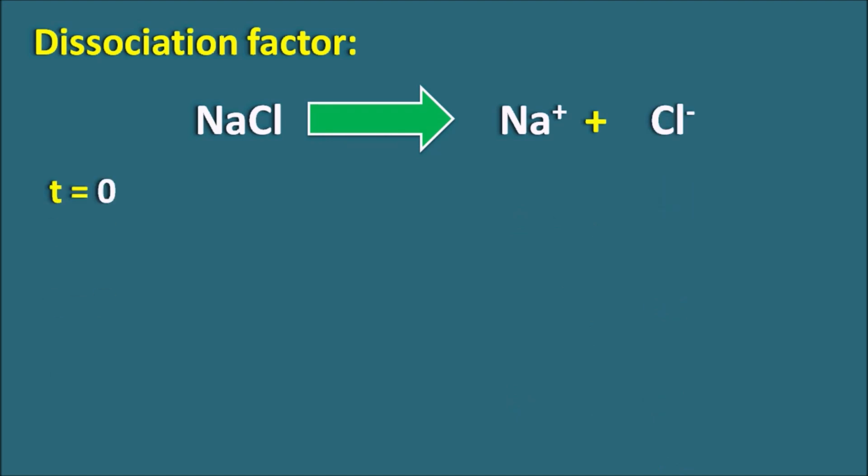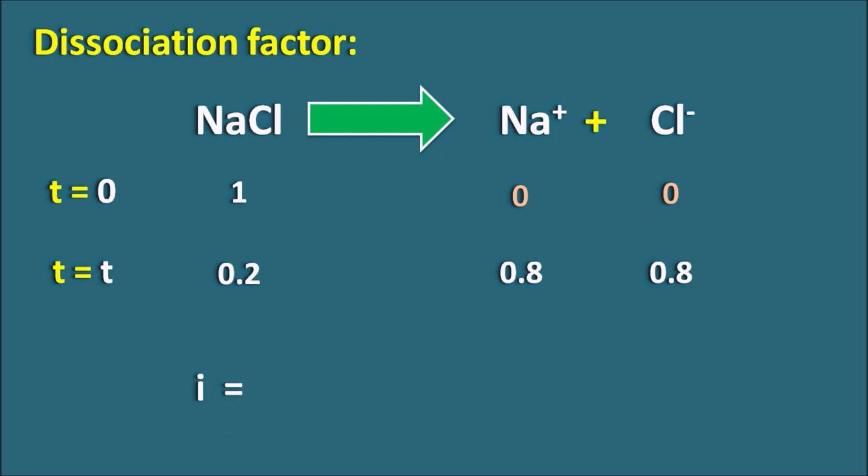So at time t = 0, 1 mole of sodium chloride is present, but 0 moles of Na+ and 0 moles of Cl- are present. After the dissociation, how many moles of sodium chloride are available? We have already seen the degree of dissociation is 0.8. So 1 minus alpha, that means 1 minus 0.8, gives 0.2. So 0.2 moles of sodium chloride is present. Similarly, how many Na+ ions are produced? Because the degree of dissociation is 0.8, 0.8 moles of Na+ as well as 0.8 moles of Cl- are produced.